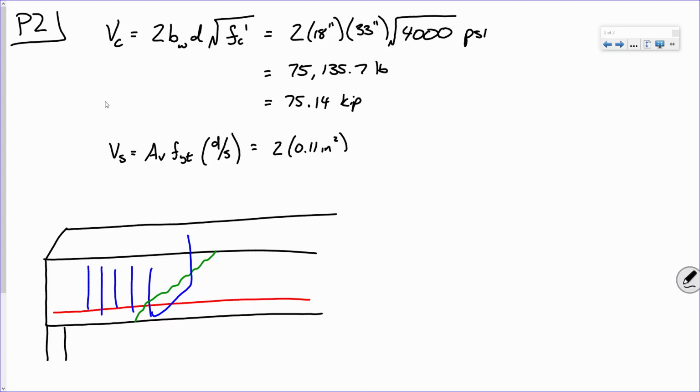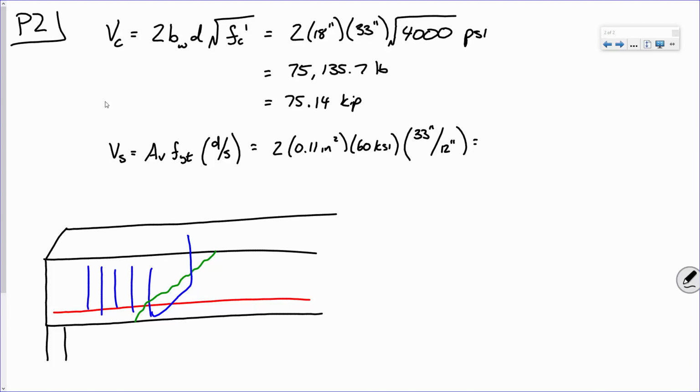Now, what's f_yt? That's the tensile yield strength of that reinforcement. 60 ksi. Okay. What is d? 33 inches divided by s. What is the stirrup spacing? 12 inches. And what do we get? Well, we're going to get kips here.